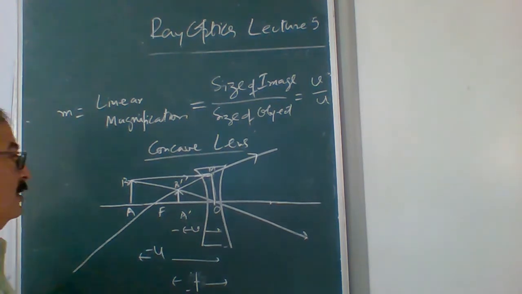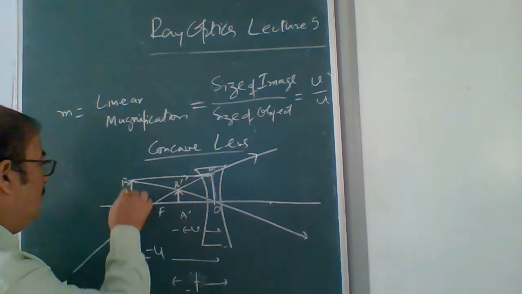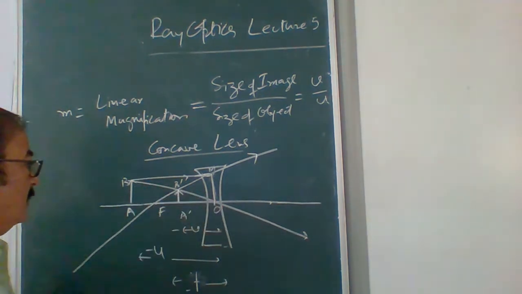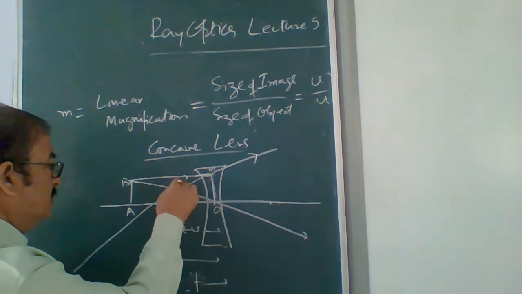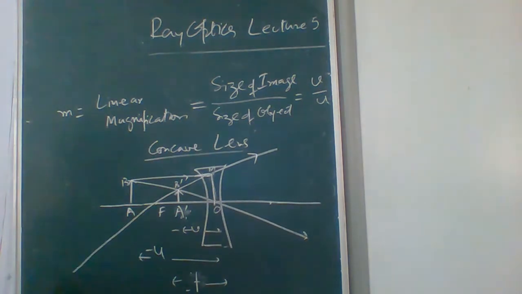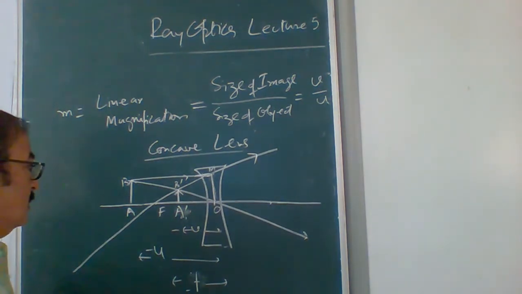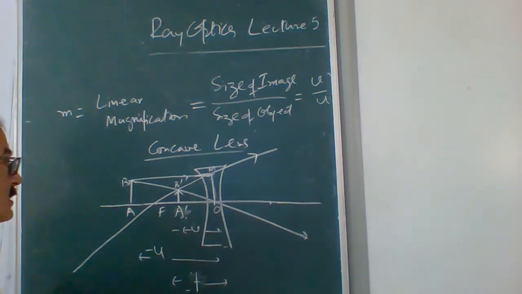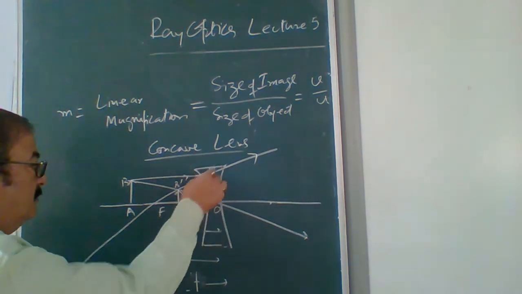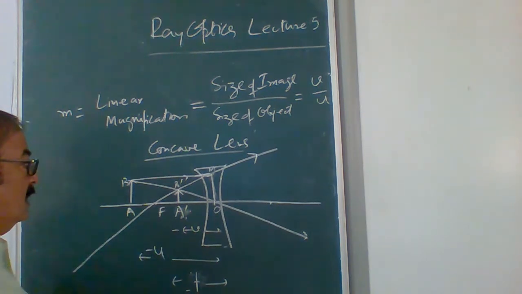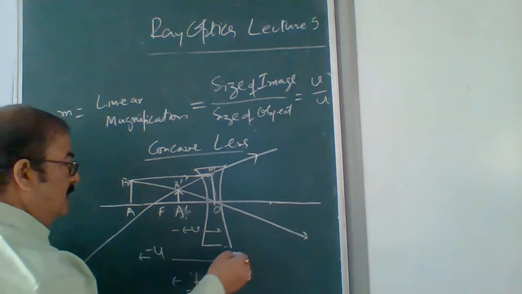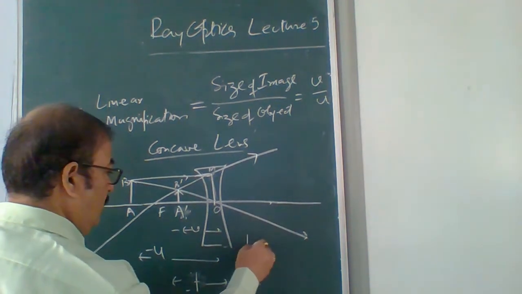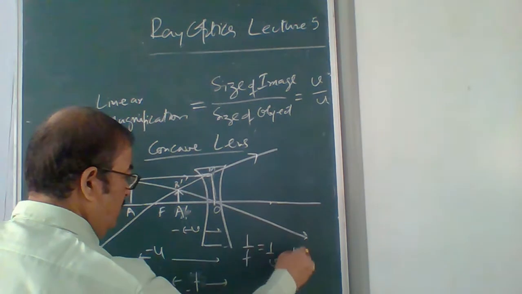So what similar triangles can we take here? We can take triangle ABO as one triangle, and the other is A dash B dash O. That is one pair of similar triangles. Another similar pair we take is OMF and A dash B dash F. So here also we can take this formula: 1 upon F equals 1 upon V minus 1 upon U.